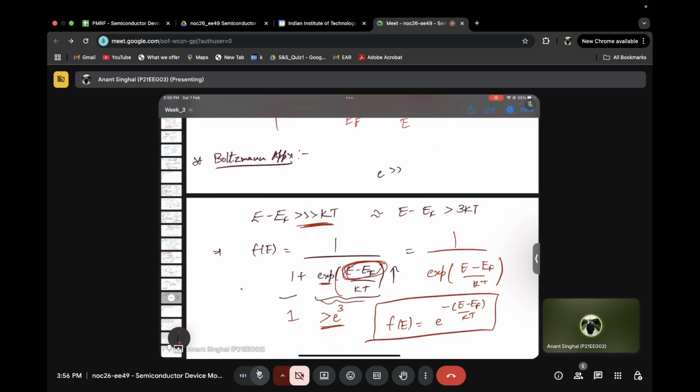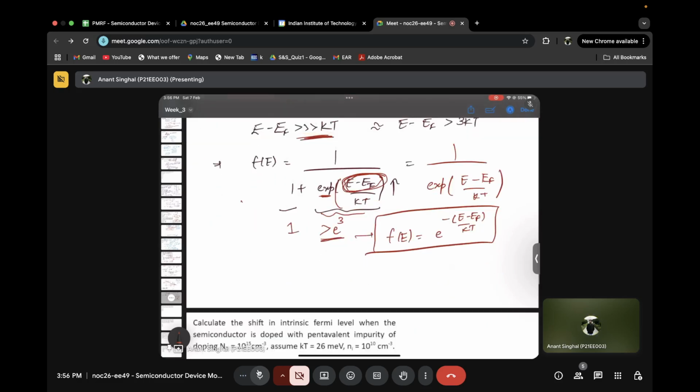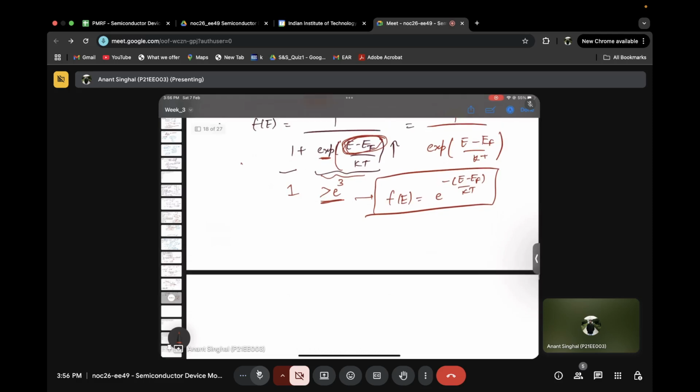So this is the Boltzmann approximation that we in general study in the standard books. If you have read Neamen or Charles Kittel or any book, this is the formula written there. Similarly, I can do the second case, when E minus EF is very much less than kT. Using this, we in general calculate the probability of holes, because the energy level is actually very close to the Fermi level. If I try to do this again, it should be something like this.